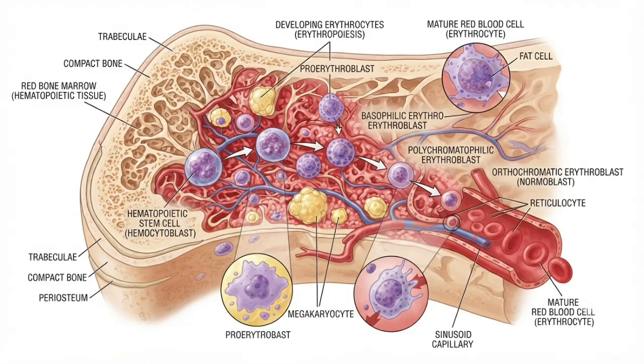In adults, red blood cells are produced in the red bone marrow of short bones, ribs, and vertebrae. During their formation, they lose their nucleus and other organelles to make more space for hemoglobin. The average lifespan of a red blood cell is about 120 days. Old red blood cells are removed by the liver and spleen.